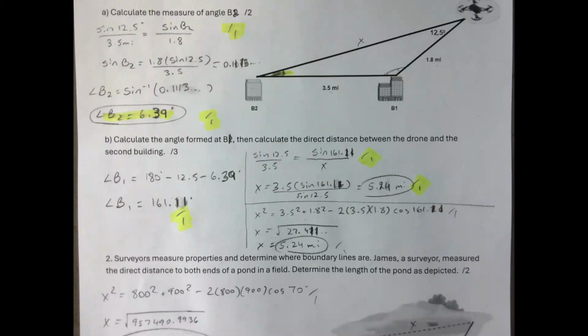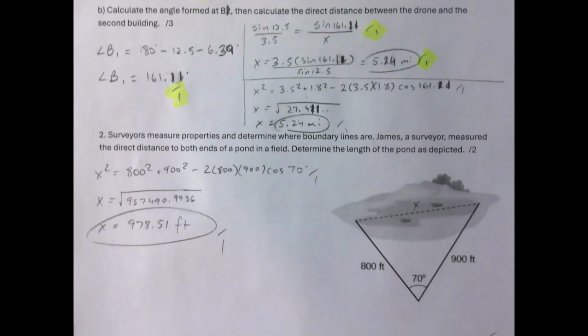If you use cosine law, same thing. 1 for setup, 1 for actually working it out.